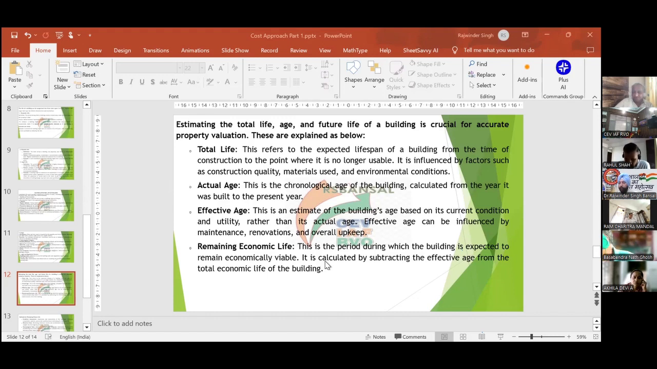And the remaining economic life is the period during which the building is expected to remain economically viable. It is calculated by subtracting the effective age from the total age of the building. From the total age, you have to subtract the effective age of the building.